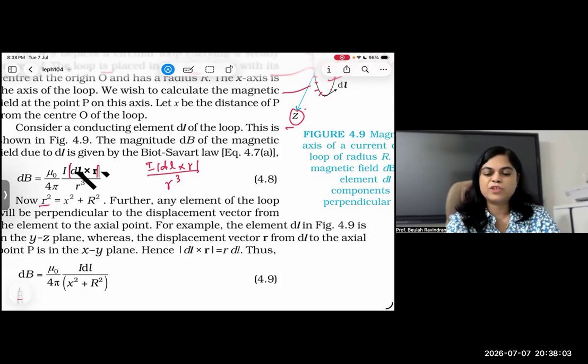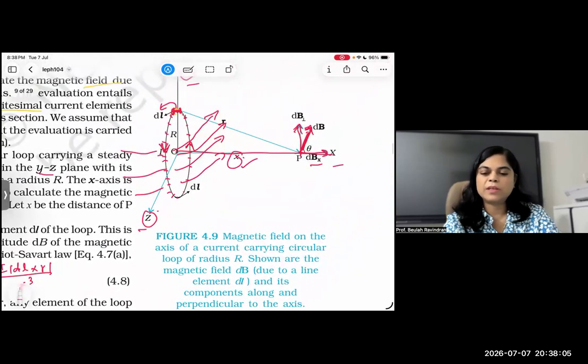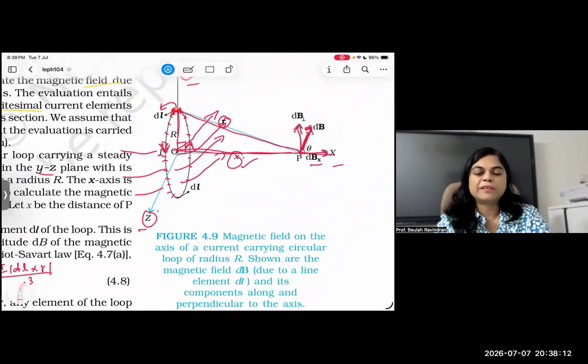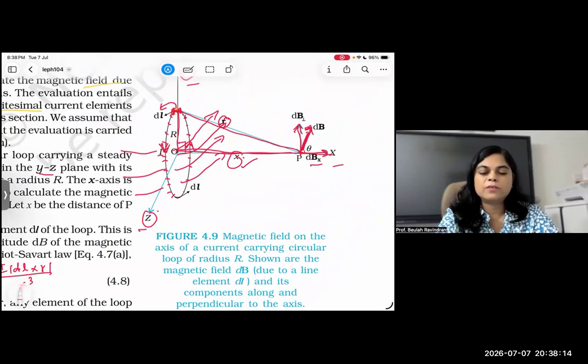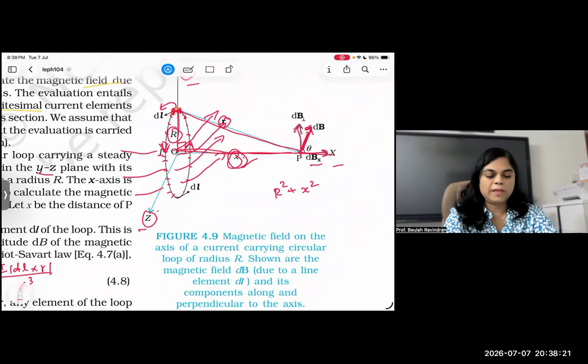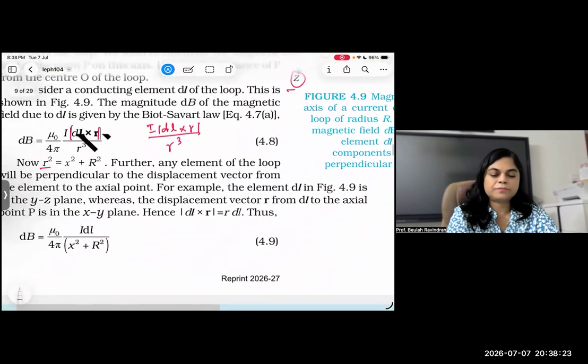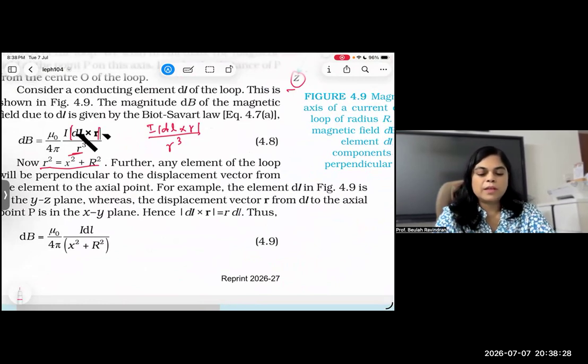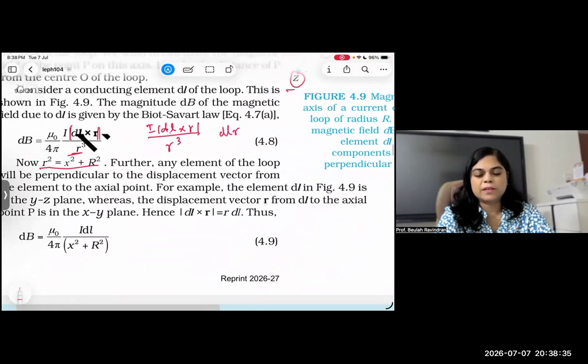What is r from this picture? From this picture, you can predict this r by means of this right angle triangle. By applying the Pythagorean theorem, r square is equal to the sum of the squares of the other two sides. So r square plus x square, right? Then you can apply this in the place of r cube, and also I dl cross r, the product, means dl into r into sine theta, it will come.